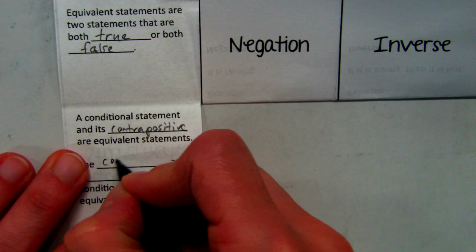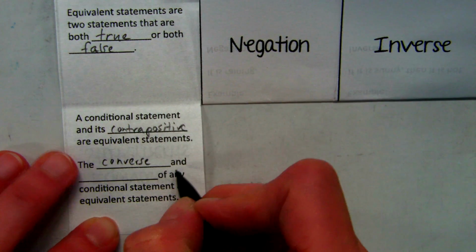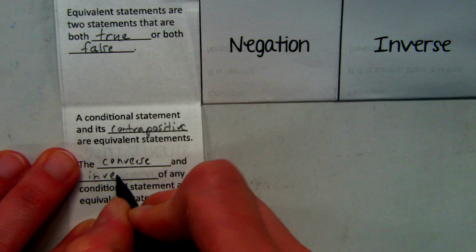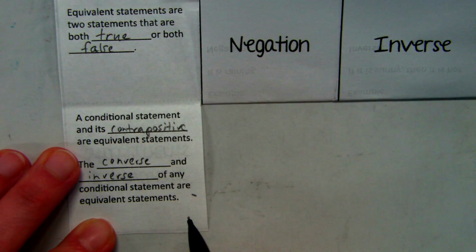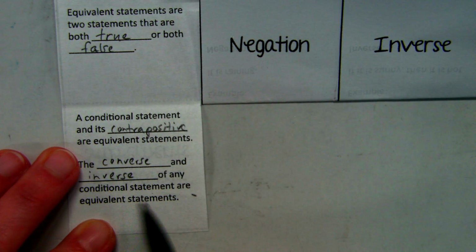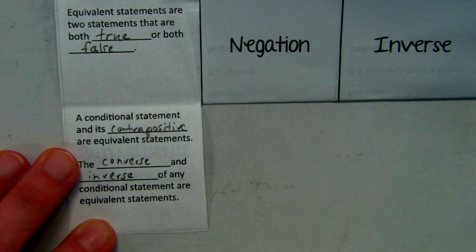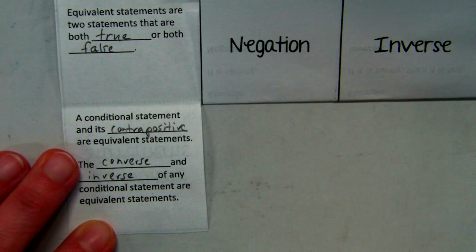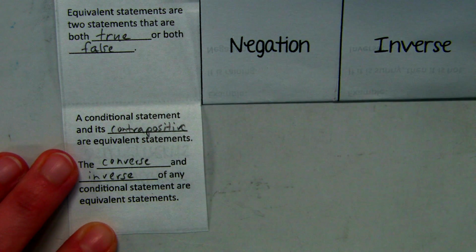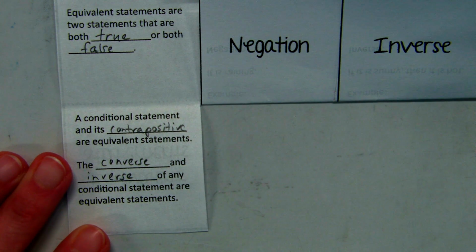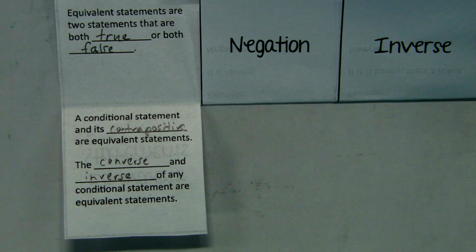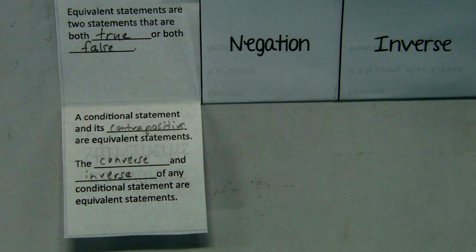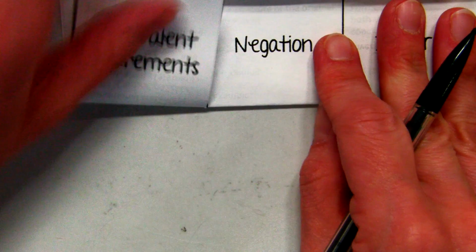The converse and inverse of any conditional statement are equivalent statements. We haven't really talked about what those are yet, but I just want to lay that out there, so that we want to be looking at why they're true and why they're false as we go through each one. I just thought it would make more sense to go ahead and talk about this and then go through the statements. Okay? Everybody got the blanks? Yeah. All right, we like fill in the blanks.